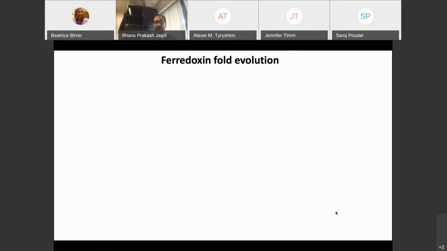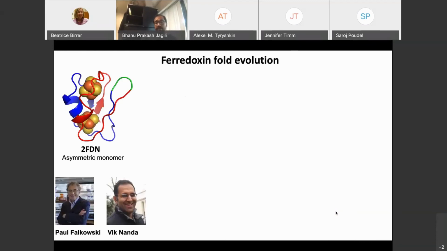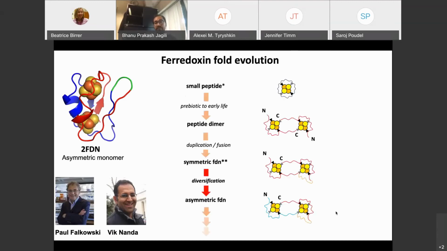Apart from the artificial proteins, the team is also trying to understand the ferredoxin fold evolution. Here we are looking at a modern-day bacterial ferredoxin, which we can call an asymmetric monomer. Basically, it is a monomer, but it has two iron sulfur clusters, and the sequence of each domain is very different. Paul and Vikas have been working on understanding the ferredoxin fold for the last few years. And if we look at how it has evolved, as a linear flow chart, this is how it looks.